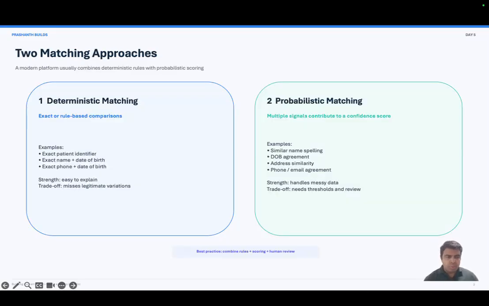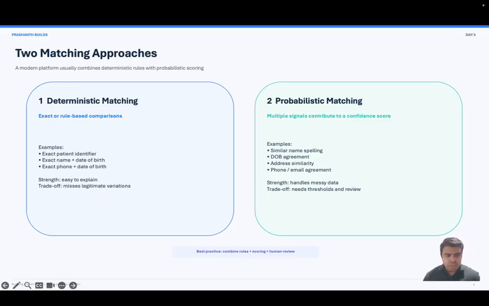There are two broad approaches to matching. The first is deterministic matching. This uses exact rules. For example, if a trusted patient identifier matches exactly, or if several strong fields match exactly, the system may have enough confidence to link the records. The advantage is that deterministic rules are straightforward to explain. The limitation is that they can miss real matches when data is formatted differently.